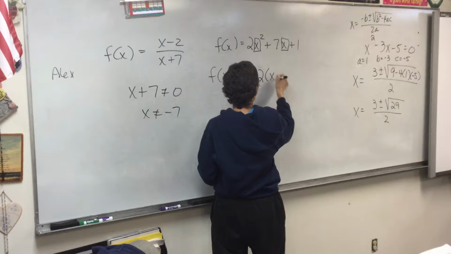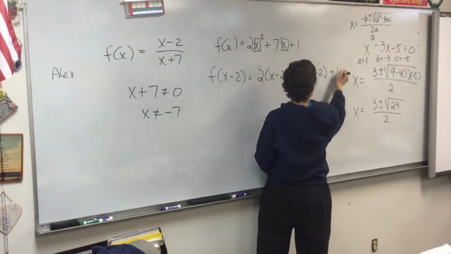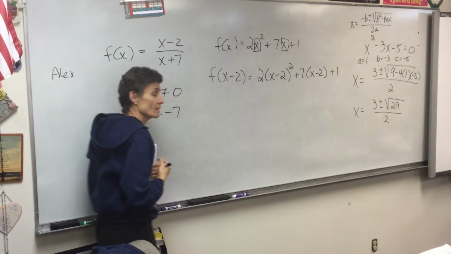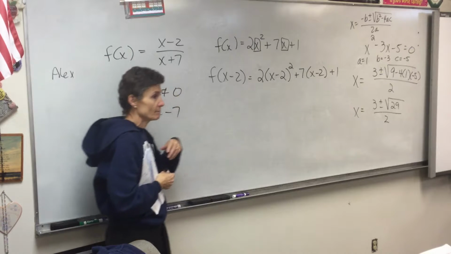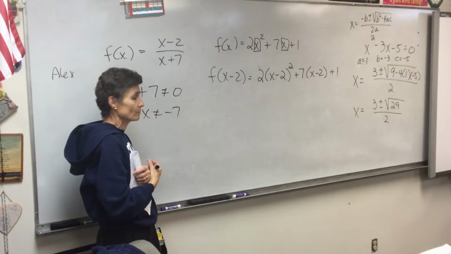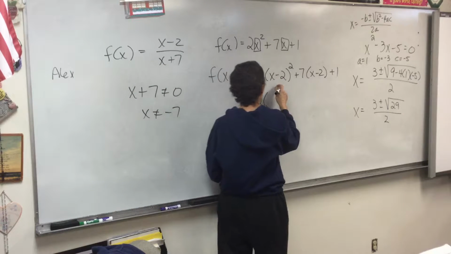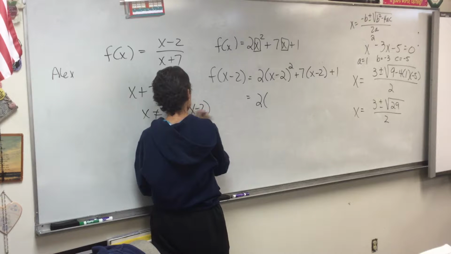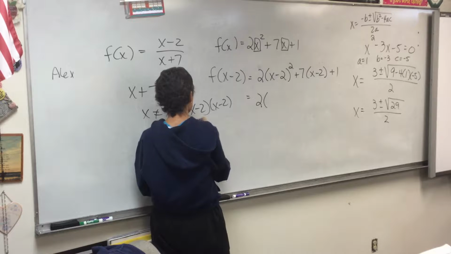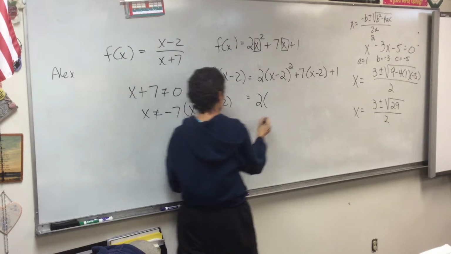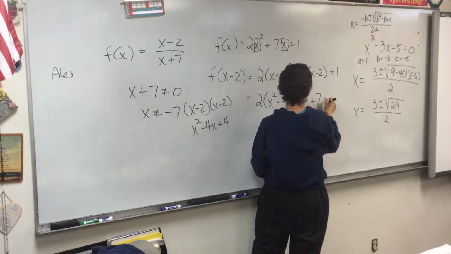So 2 times x minus 2 squared plus 7 times x minus 2 plus 1. Every time you see an x, you put in whatever they tell you to put in. In this case, it's an x minus 2. Okay? So we have 2. Now I'm going to FOIL this. X minus 2 times x minus 2. That's a FOIL. Don't get lazy. So x squared minus 4x plus 4. And then I'll distribute.